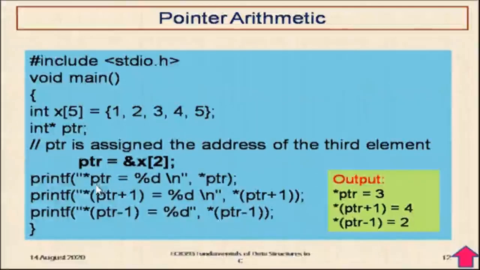So you see here, *ptr: the pointer has the address of this, so the data at this address is 3. 3 will be printed. Now, as we have seen already, we can increment or decrement the pointer within the array. The second statement increments the pointer: *(ptr+1). So ptr is the address of this one plus 1.